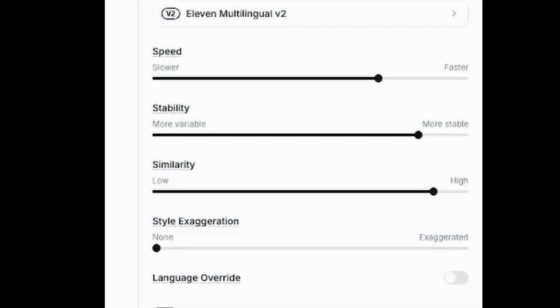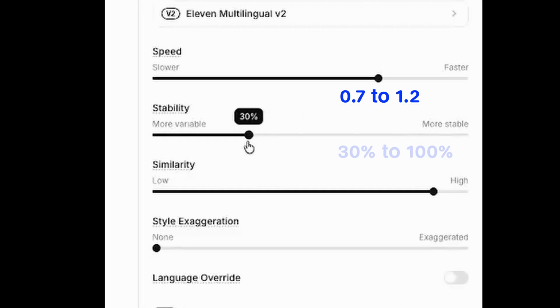Third, tune the controls: speed, stability, similarity, and style exaggeration. Keep speed roughly between 0.7 and 1.2. Lower stability for more emotions, raise it for a serious read. Keep it between 30% to 100%.